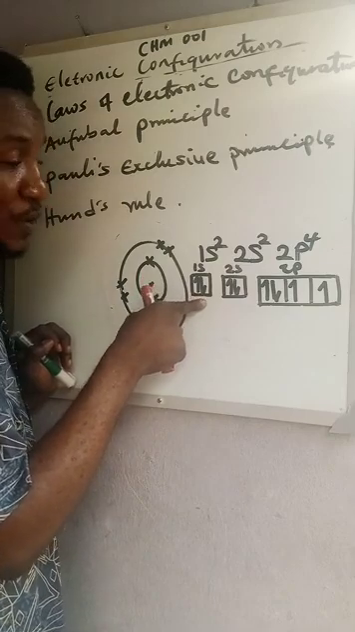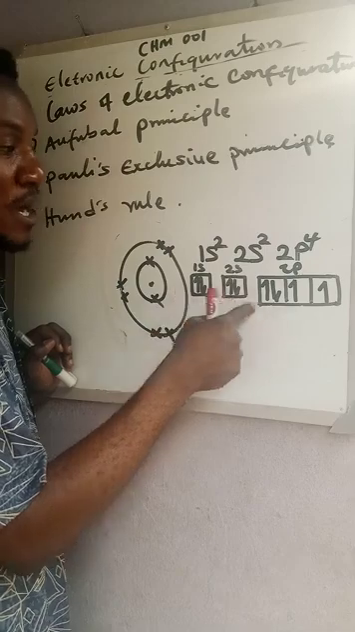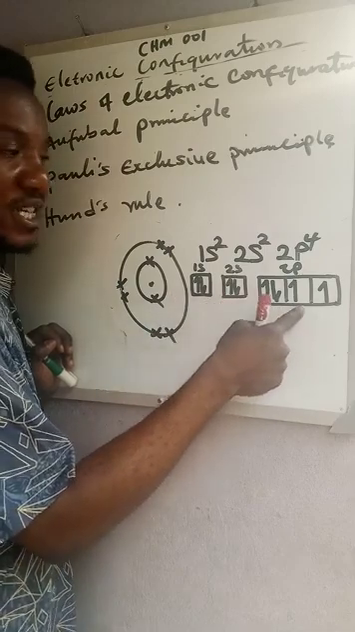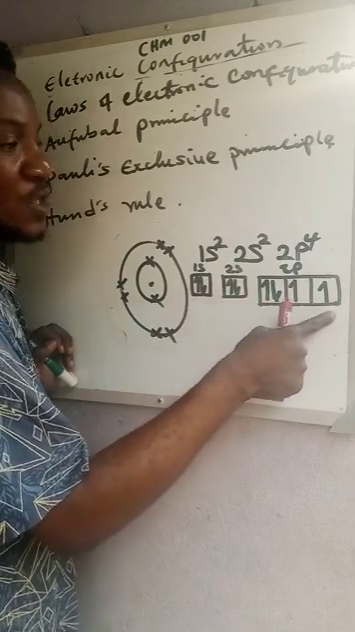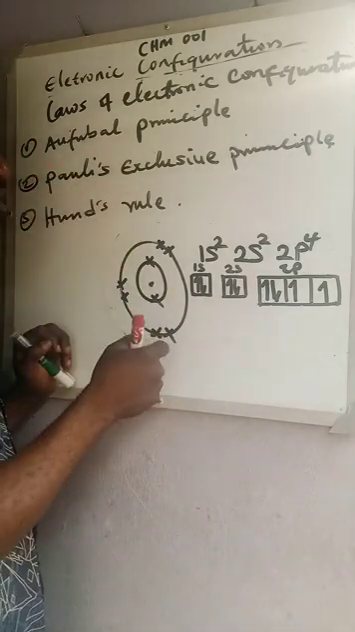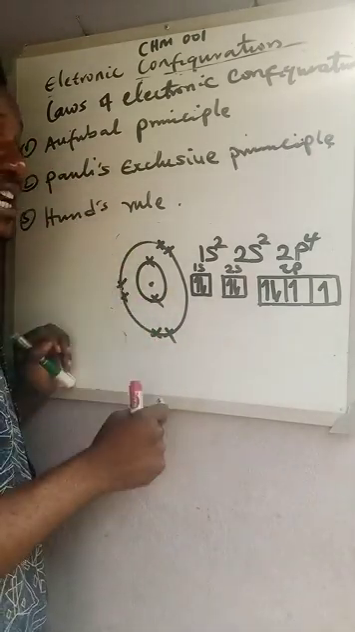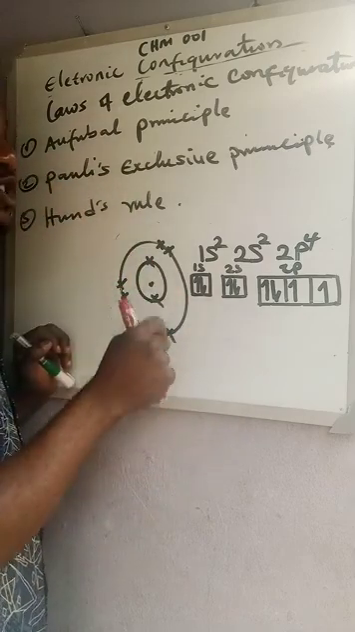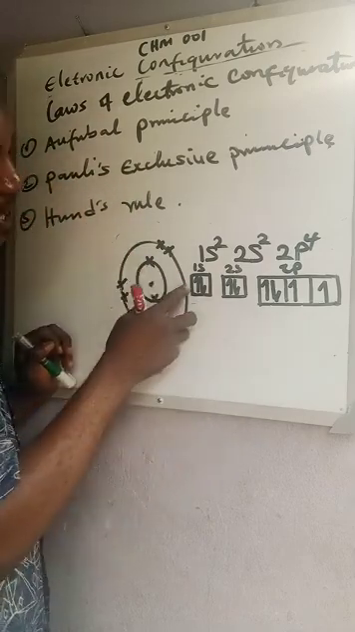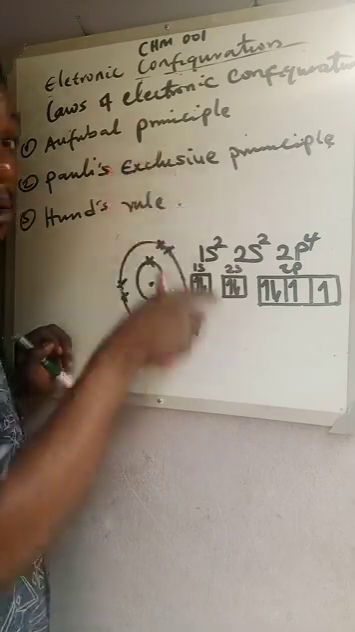That's why I have only 2 here. The maximum this can take is 2. So the maximum number of electrons an atomic orbital will contain is 2. And these 2 electrons must be arranged in opposite spin. This is opposite spin. One is facing up and one is facing down.